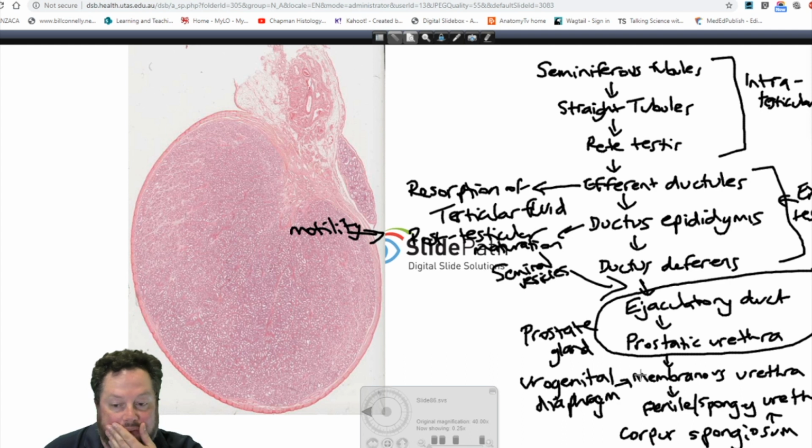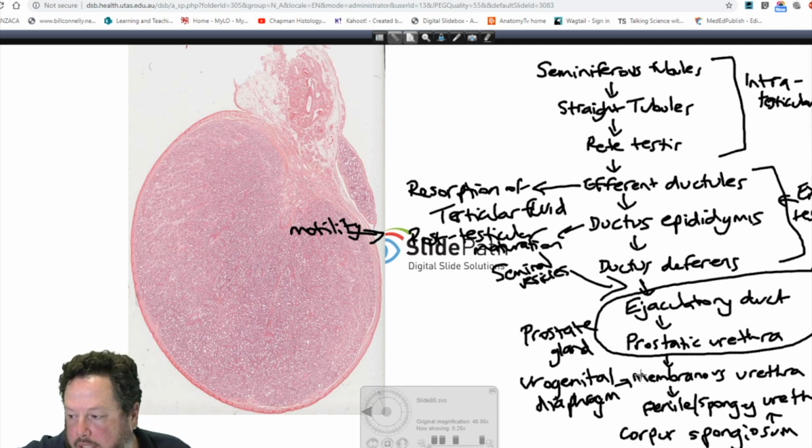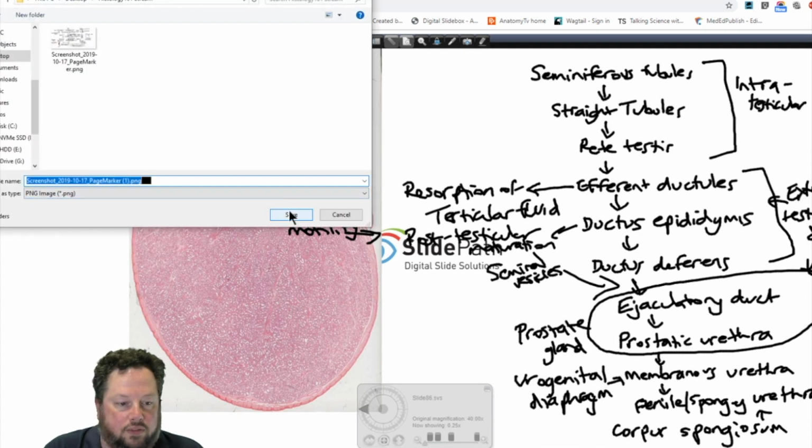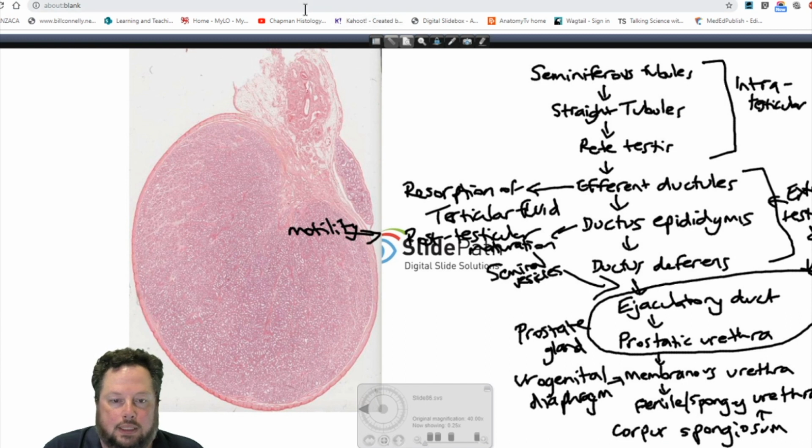All right, any questions about the pathway of sperm through the reproductive tract of people identified as male? All right, if there are no questions, then I'm just going to put this away and we can have a look at some of these sections. All right, so I might just save that and close it.